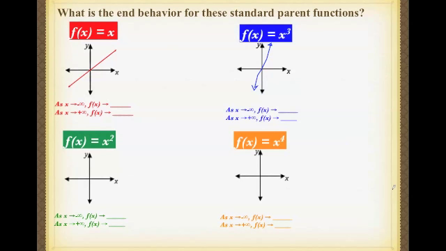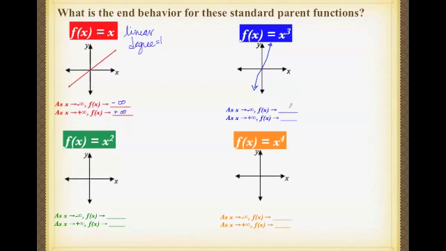So what is the end behavior of these standard parent functions? Here is the parent function for a linear, and the degree of a linear is 1. I notice that one end is down and one end is up, so as x approaches negative infinity, the function approaches negative infinity. As x approaches positive infinity, so does the function.